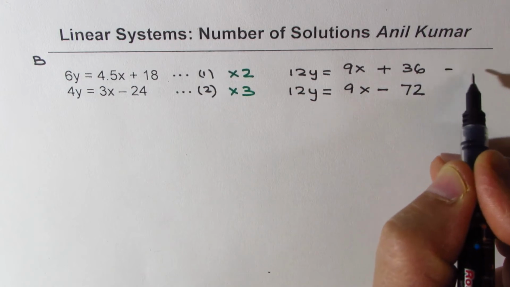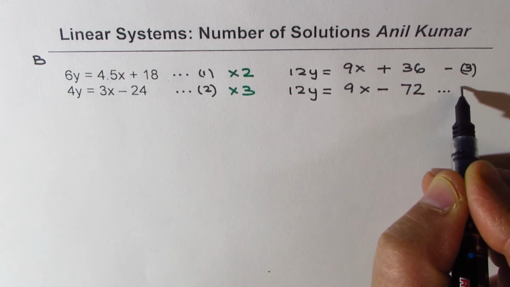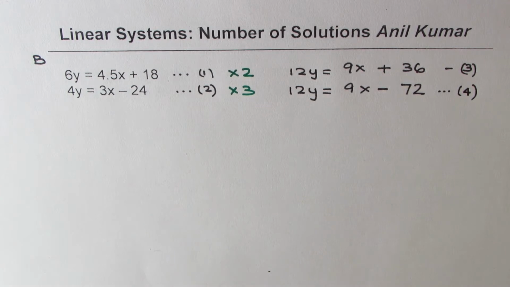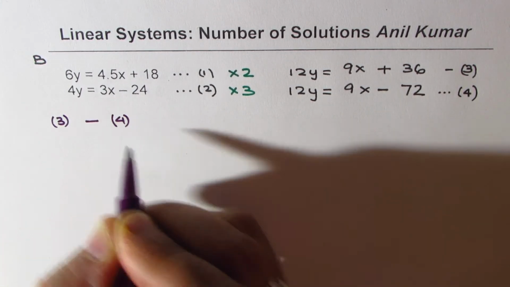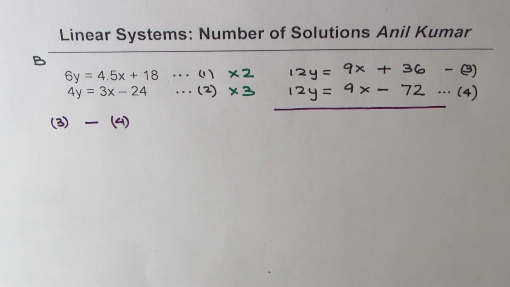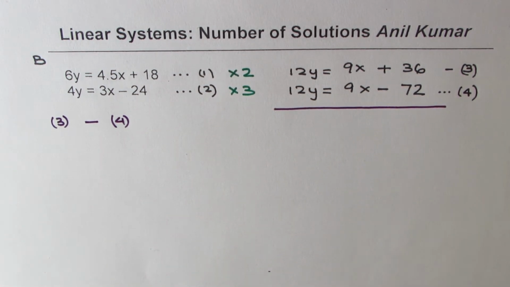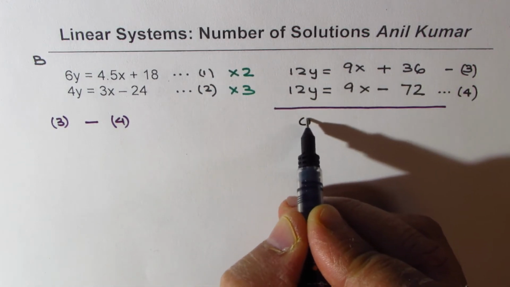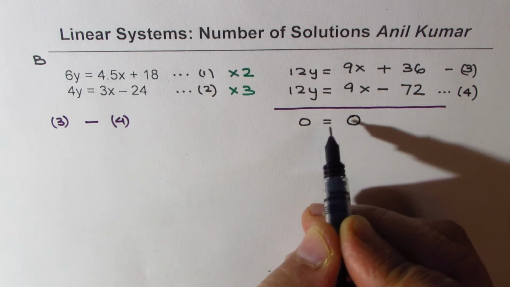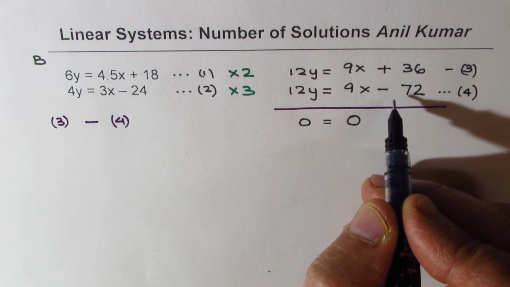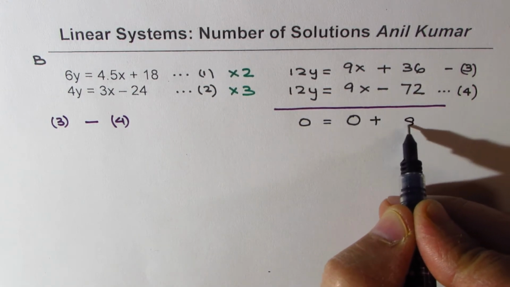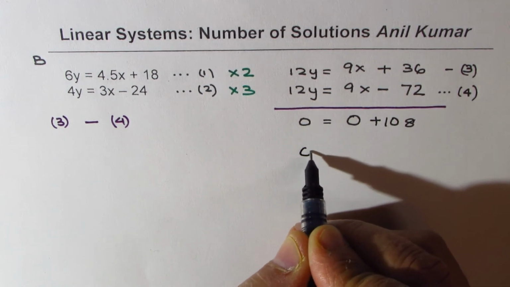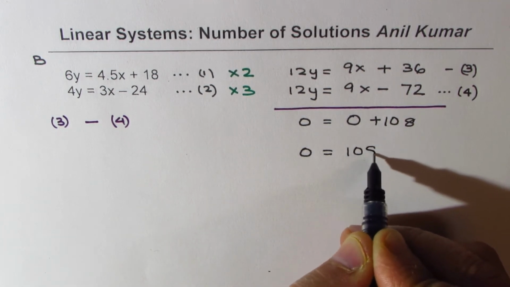So we get our equation number 3 and equation number 4. Now see what happens if I do equation 3 minus equation 4. What do I get? 12y minus 12y is 0. 9x minus 9x is also 0. And here, when I subtract, I get a number which is positive 108, right? So what I get here is 0 equals 108.